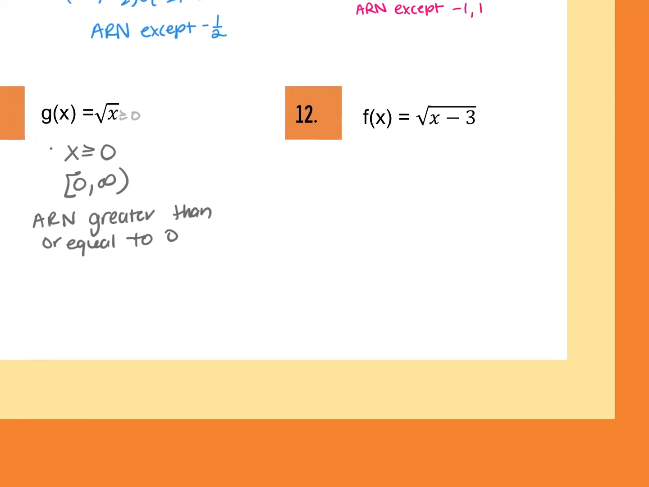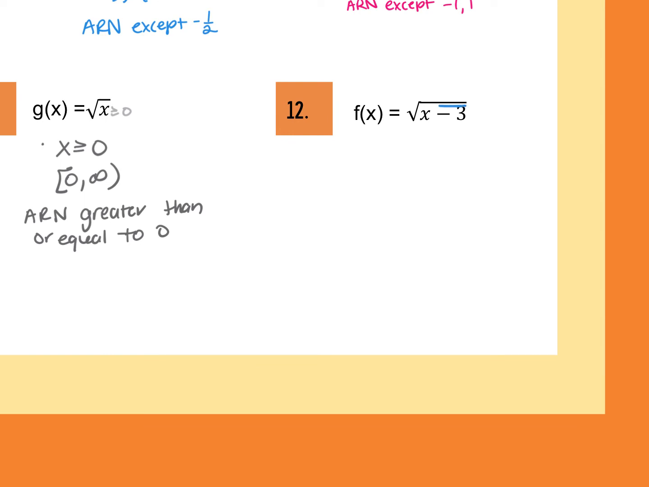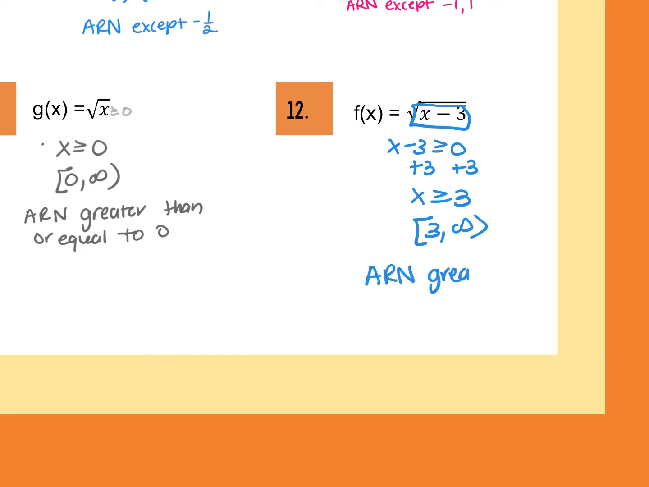For 12, I again have a square root. I'm going to set what's underneath it, so x minus 3 greater than or equal to 0. Add the 3. x is greater than or equal to 3. So in interval notation, it's 3 to positive infinity. And it's all real numbers greater than or equal to positive 3.